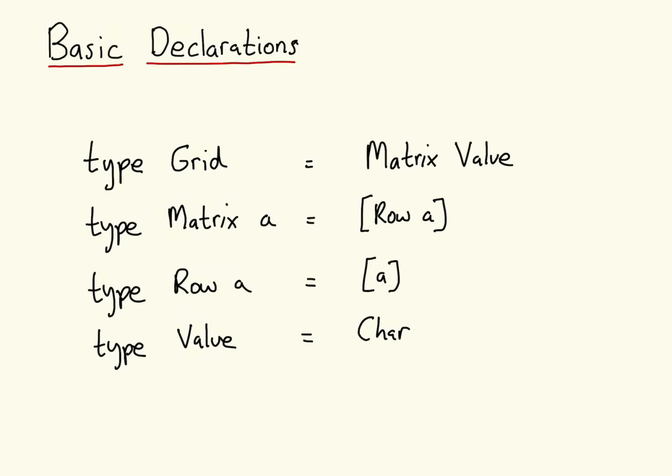So what we did last day is we defined a bunch of new type declarations, and we defined some simple functions which we're going to be using today. So I want to start by reviewing these as well. So here's the basic definitions for types which we had. We said a Sudoku grid is going to be a matrix of values, and then a matrix of things is going to be a list of row of things. A row of things is simply going to be a list of things, and then a value is going to be a character.